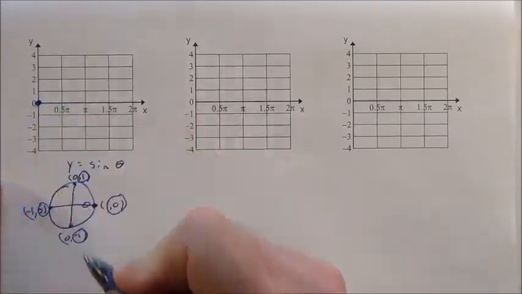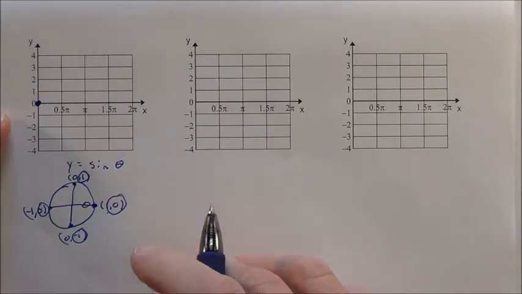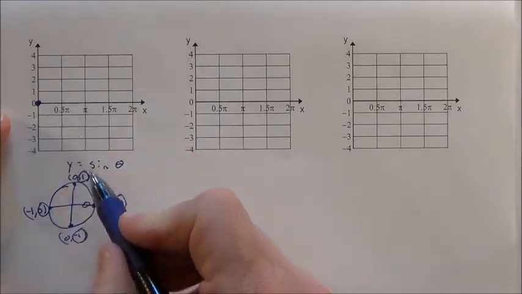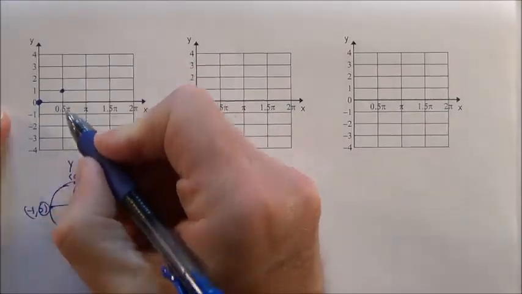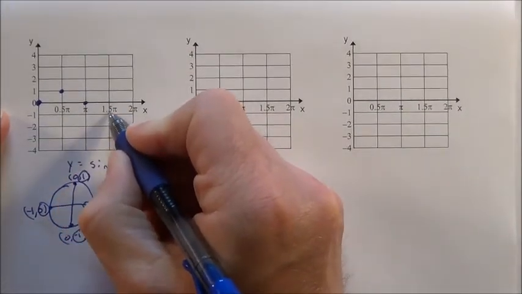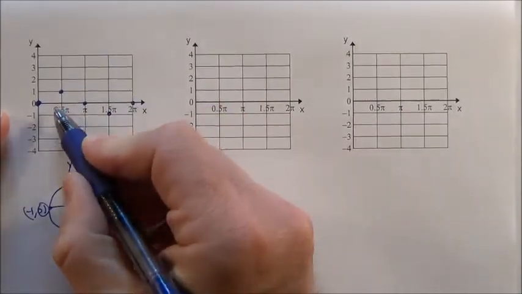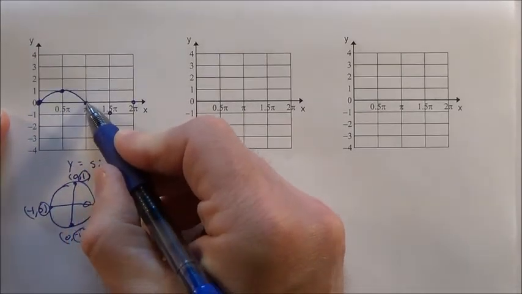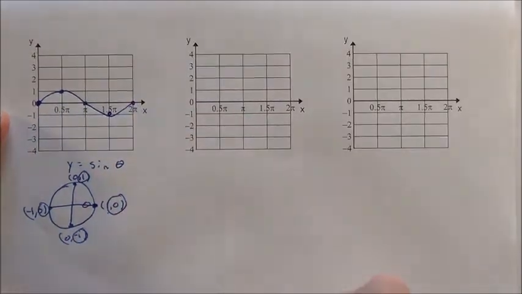Sine always crosses. That's an indication that it's a sine graph. At 90 degrees, or pi over 2, we're at 1. At pi, or 180, we're back here at 0. Then it goes to negative 1, and then it goes here. It has its nice little curve.